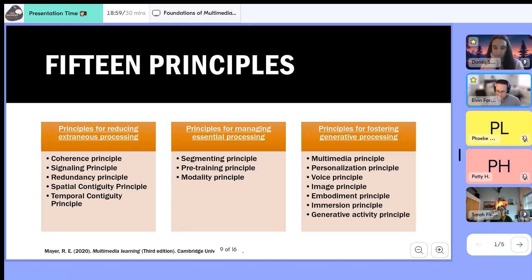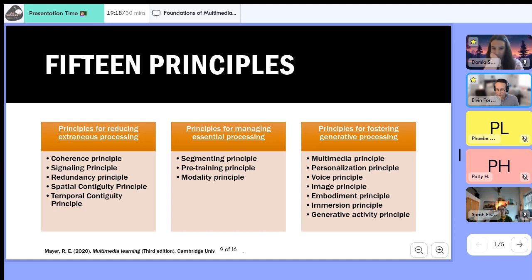Principles for managing essential processing are principles that make your hard material easier to understand. So, segmenting: giving the learner chances to pause at routine intervals so they can take stock, think through what they're learning, and make those connections.